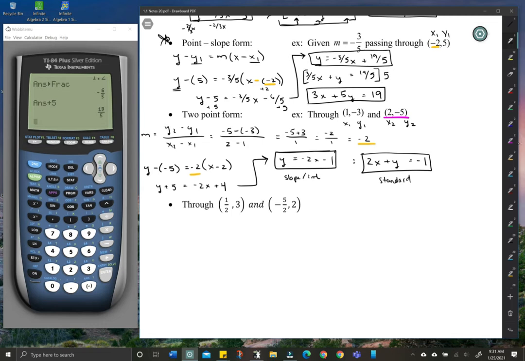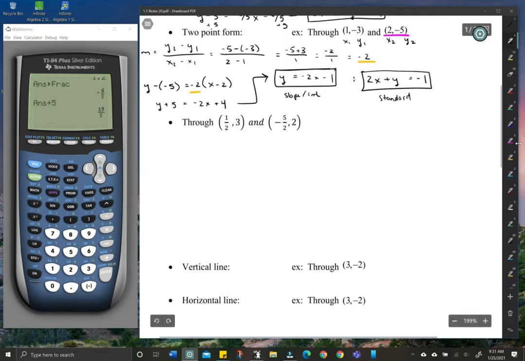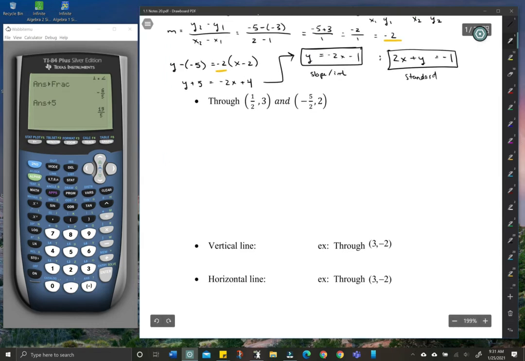Now, a little more challenging one is one with fractions. Don't let them scare you. It'll be okay. Let your calculator do the hard work. So this particular example, x1 and y1 and x2 and y2, we're just going to be careful. So 2 minus 3 all over x2 is negative 5 halves, minus 1 half. This is also why your calculator can be helpful. Fractions are not a problem for it as long as you type it in there.